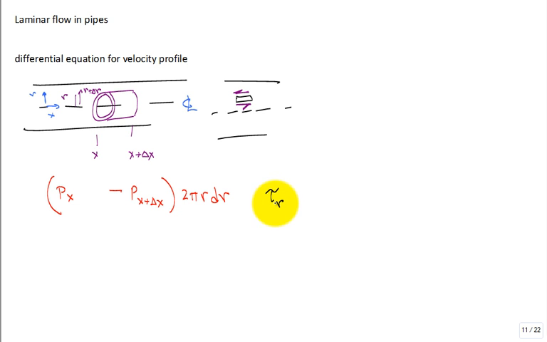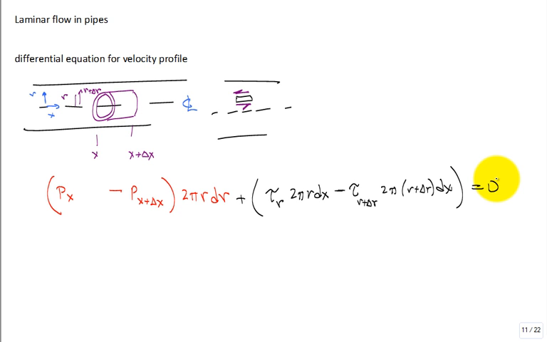Multiply that by the area on the inside, which is 2 pi r dx, and then negative shear stress at r plus delta r times 2 pi (r plus delta r) dx. I have two pressures, two shear stresses, 4 areas that I'm dealing with. The sum of those forces is equal to 0 in steady state flow.